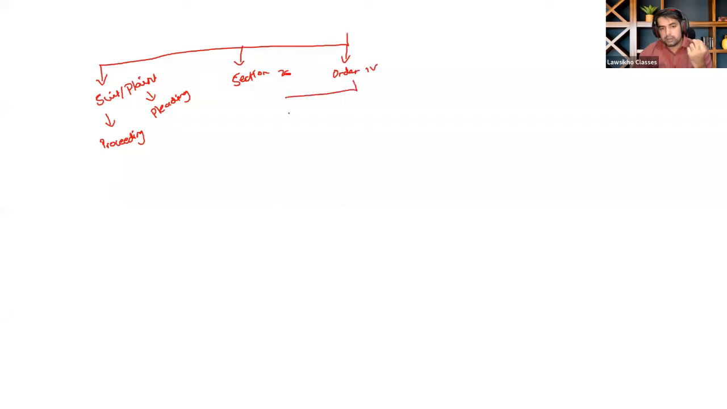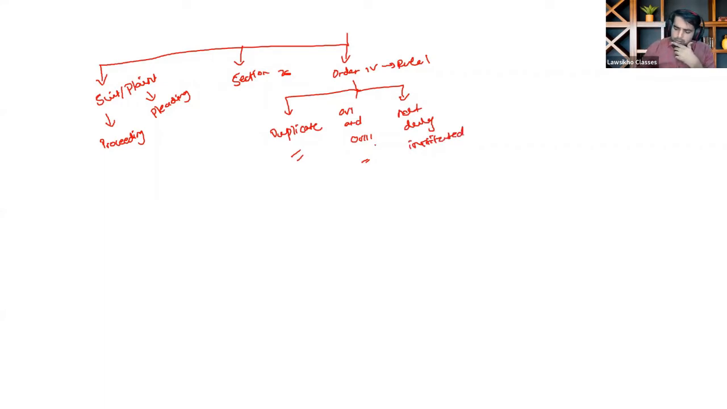I told you, order 4 is prominently divided into 2 rules, and rule 1 has 3 parts. So the first part is that your plaint has to be in duplicate. The second part is it should comply with order 6 and order 7. And if these 2 parts are not fulfilled, then plaint is not duly instituted or filed. So these were the things that we went on to understand prominently.